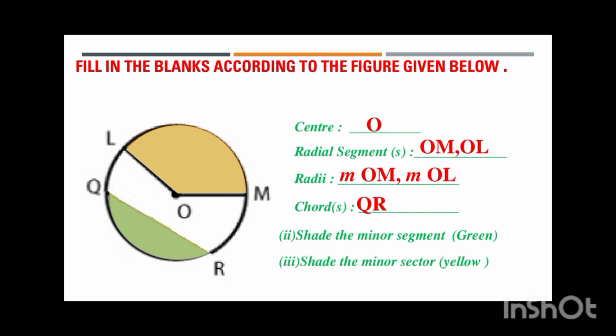Shade the minor segment. The minor segment is the green one. Shade the minor sector: the yellow one is the minor sector. So what is the difference between a segment and a sector? In a sector we have two radii. In a segment we just have a line that is minorly enclosed.